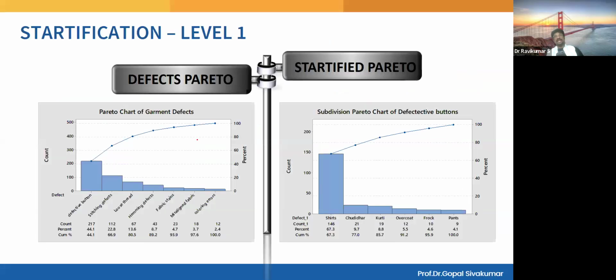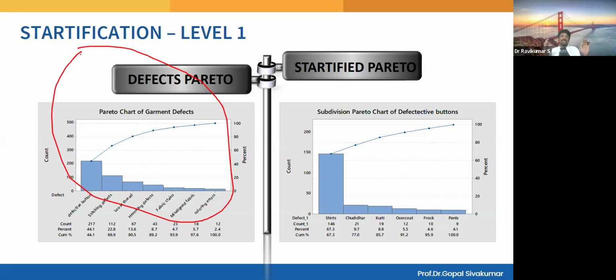Now we go to the stratification. What is this stratification? The first one is called the defect Pareto. What we have drawn earlier is a defect Pareto. A defect Pareto just provides you a basic idea where the defects are accumulated more. Now it is time for us to understand more about the defect which is contributing more to your rejections. Where are the defects occurring more?